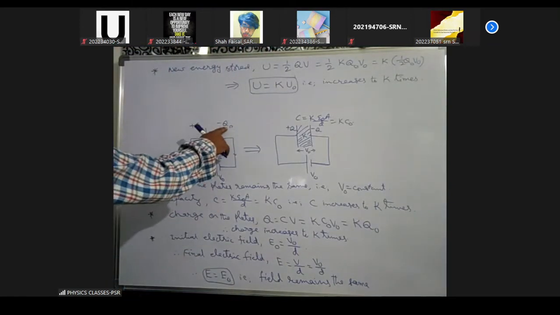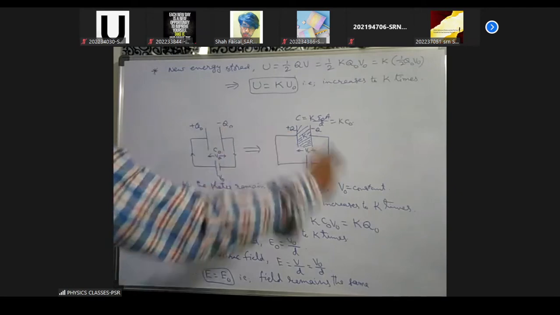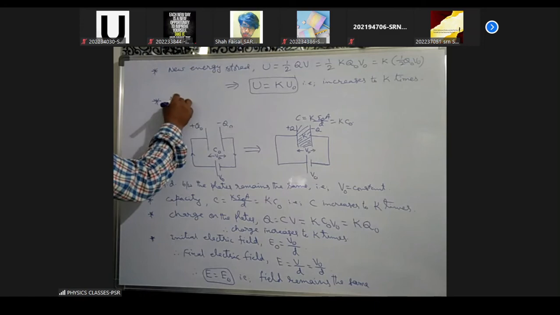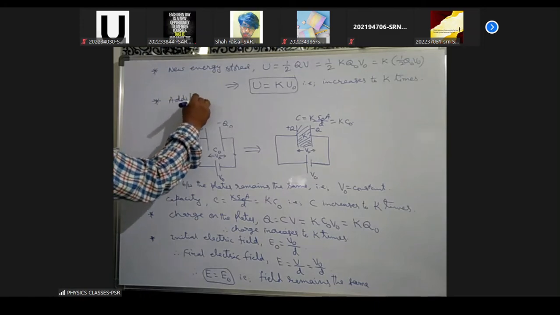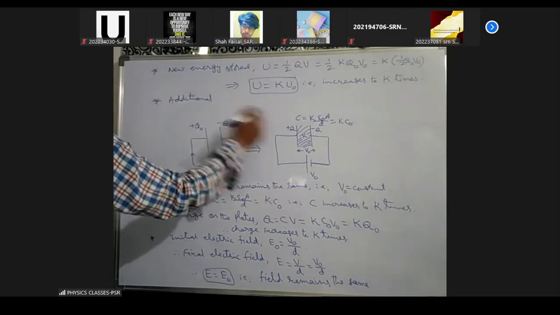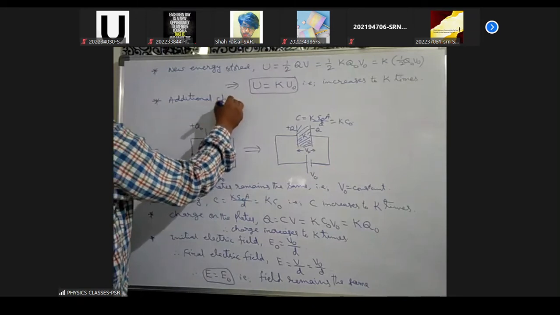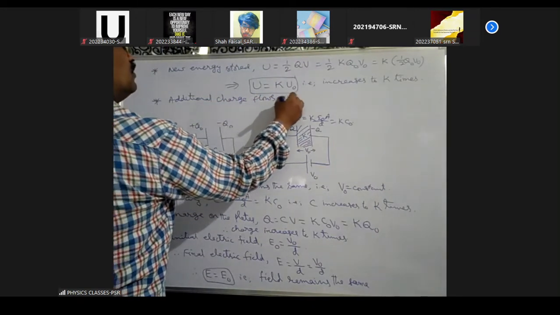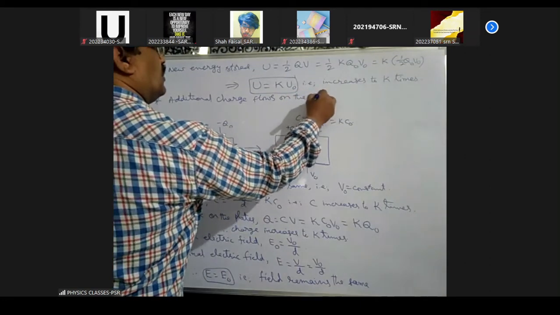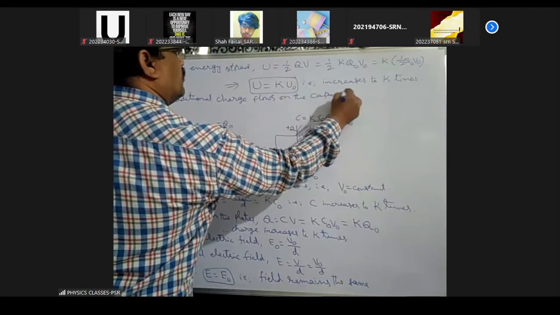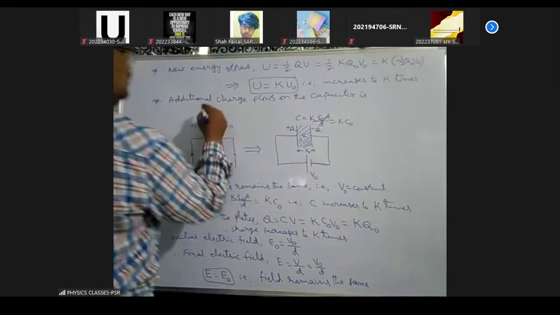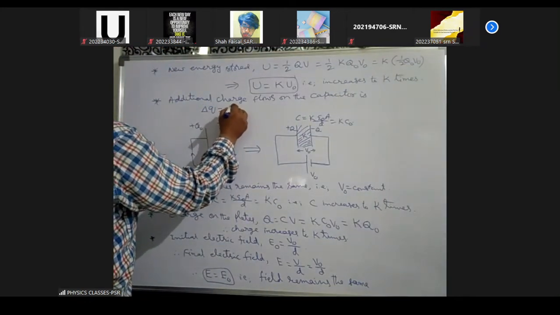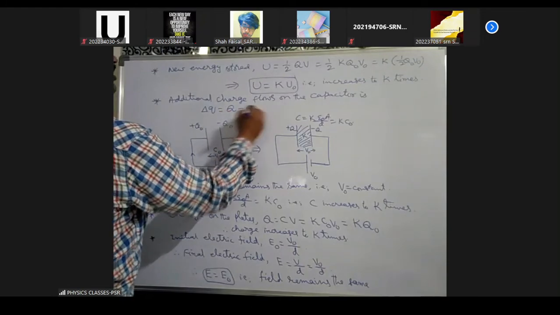Okay, the initial charge is Q naught, the final charge is Q. What is the additional charge that flows? What's the difference between them? Let us say delta Q is equal to Q minus Q naught.